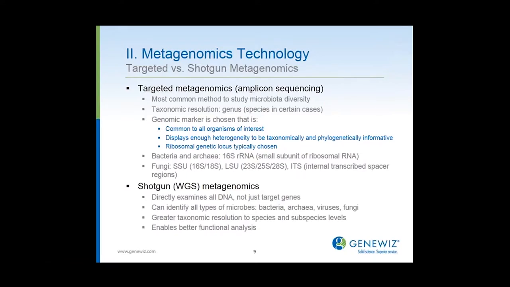Shotgun metagenomics is much more powerful, but also more complicated. It directly examines all DNA in the sample, not just target genes. So it can identify all microbes in a sample, whether bacteria, archaea, viruses, fungi, whereas targeted can only really identify those for which you create the right primers for. Shotgun metagenomics lets you go down to the species and subspecies level in resolution, and also enables functional analysis.